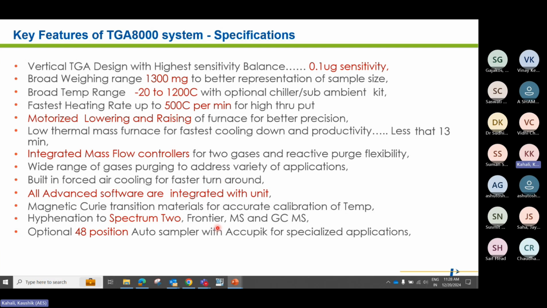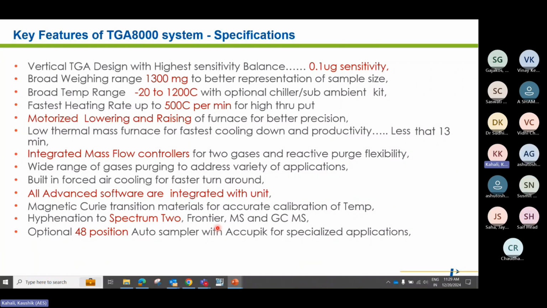Integrated mass flow controller. This is mainly required for the precise flow of the purge gases which you are using for your sample. Normally in the system by default we have nitrogen purging for the system purge, so that no corrosive gases will enter into the balance part and damage it. Apart from this system purge, you can have different types of sample purge like oxygen, hydrogen, helium, nitrogen as per the application requirement, and there you can define the exact flow rate of the gases as per your method. There we are using the mass flow controller. Wide range of gases purging is possible.